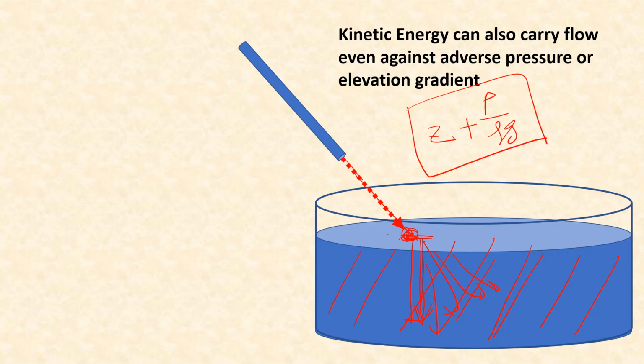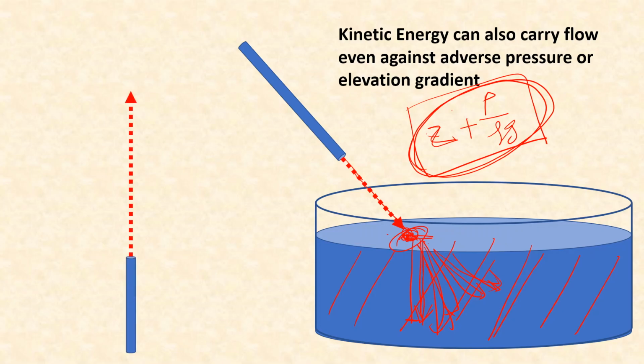not flow. But because this jet already had some velocity, that means it already had some kinetic energy, and because of that kinetic energy, it can still flow, although the combined effect of elevation and pressure is not causing any flow. It is only driven by the initial velocity it was given.